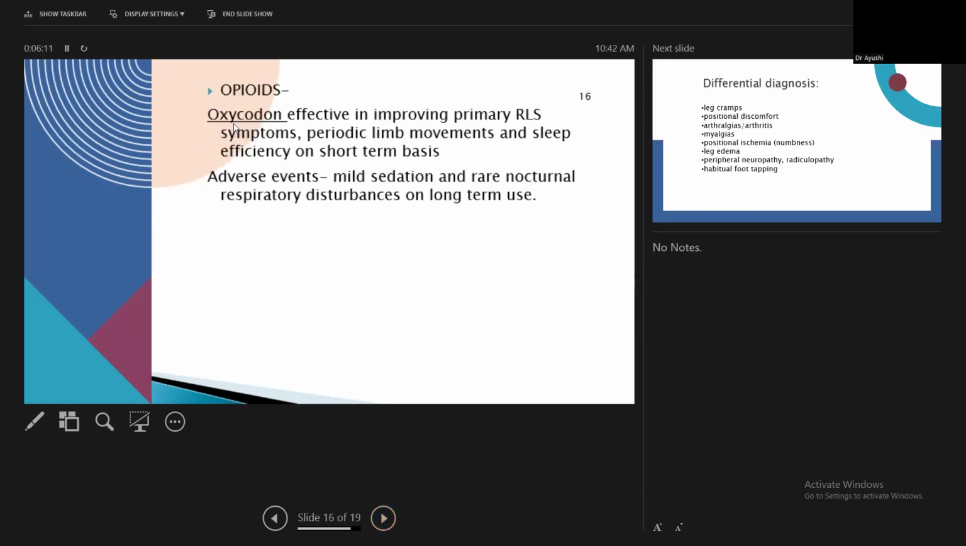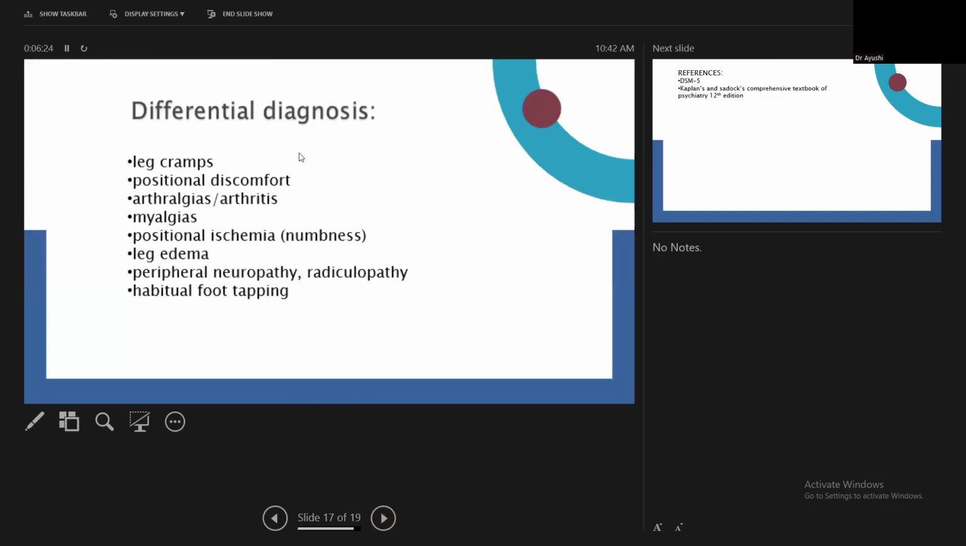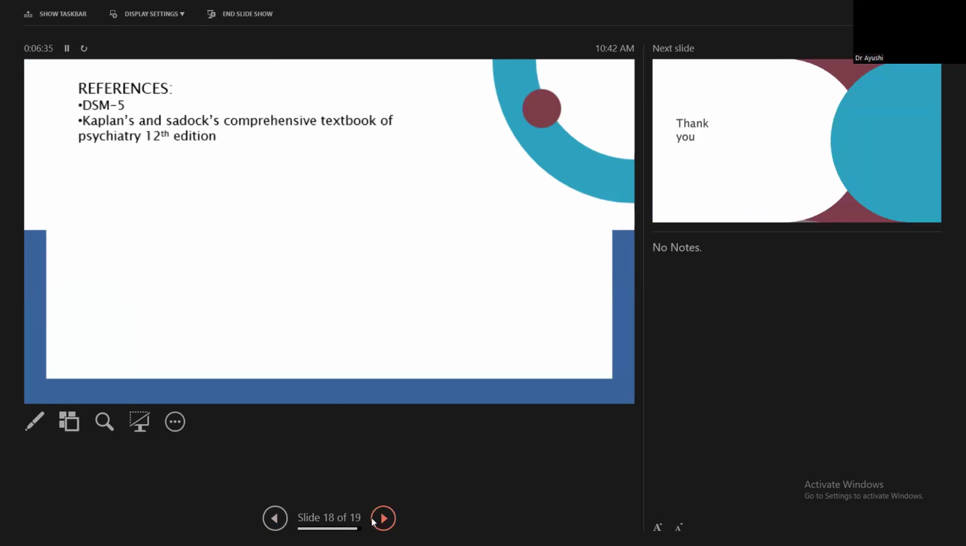Opioids are also used, like oxycodone, which is effective in improving primary RLS symptoms, PLMS, and sleep efficiency on a short-term basis. The adverse events are mild sedation and rare nocturnal respiratory disturbances on long-term use. The differential diagnosis for RLS is leg cramps, positional discomfort, arthralgias, myalgias, positional ischemia, leg edema, peripheral neuropathy, and habitual foot tapping. These are my references.